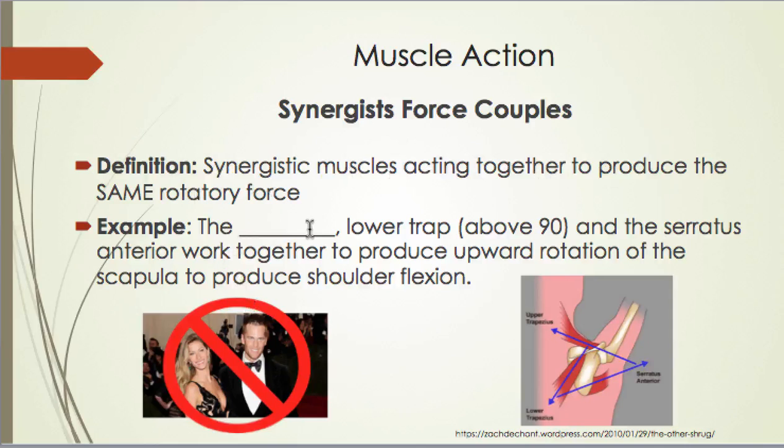So the blank lower trap above 90 and the serratus anterior work together to produce upward rotation of scapula during shoulder flexion. Well, you know that the upper trap does, right? The upper trapezius and the serratus anterior below 90 degrees work to upwardly rotate the scapula. That's a force couple. Once it gets above 90 degrees, our lower trapezius helps to crank that even further, all right? So when we talk about synergistic force couples, we're not talking about Tom Brady and Gisele Bündchen, okay? As wonderful as they are, they're not the force couple we're talking about. We're talking about force couples here.